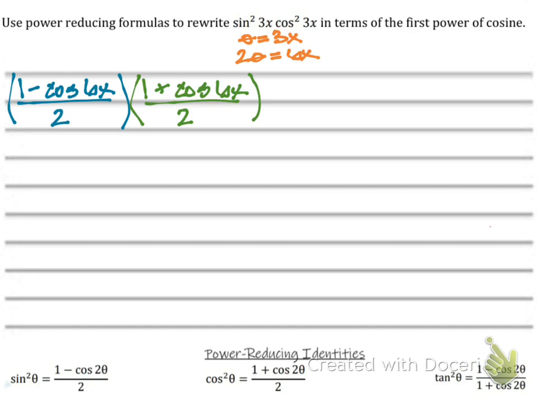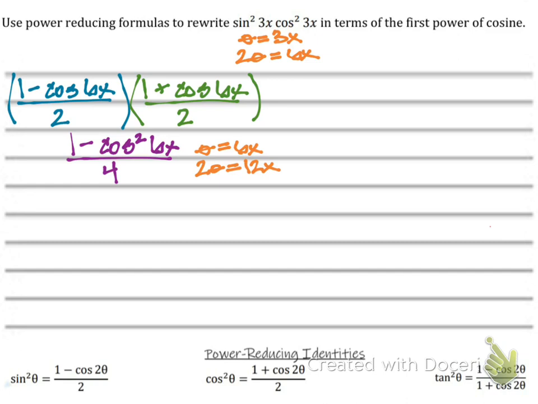Well, that's a plus b times a minus b, correct? In the numerator, right? So I'm going to get a squared minus b squared. So I'm going to have 1 minus cosine squared 6x. And that's all going to be over 4, right? 2 times 2 is 4. So now I've still got to reduce that. All of these we're reducing to the first power of cosine. And here theta is 6x. So 2 theta is 12x.